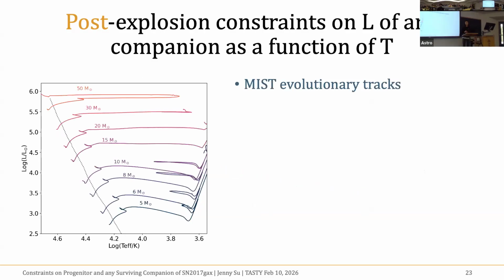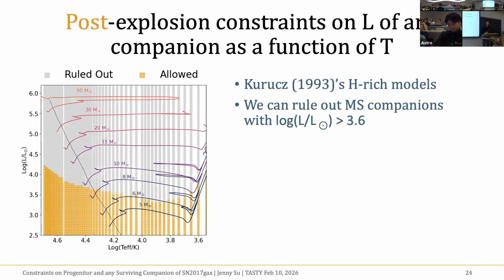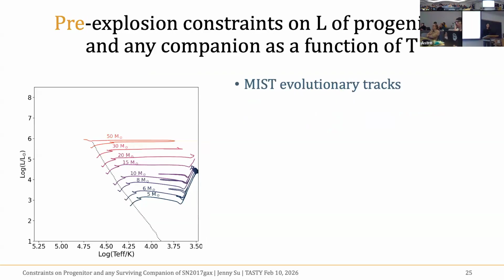We don't just do it for 22,000 Kelvin, we do this across a range of temperatures on this HR diagram. Here I'm showing an HR diagram with some stellar evolutionary tracks. Repeating what I did before across a range of temperatures, the gray areas are the ruled out regions, and the yellow are places in which the companion star could be. So we can rule out main sequence companions with a luminosity of log L over L sun of 3.6.